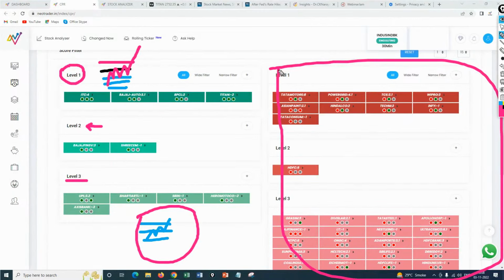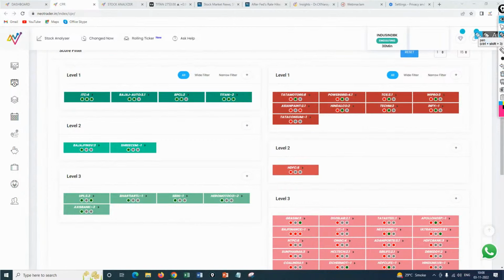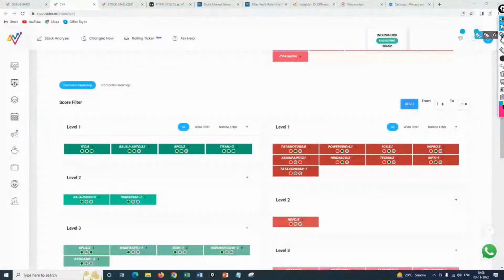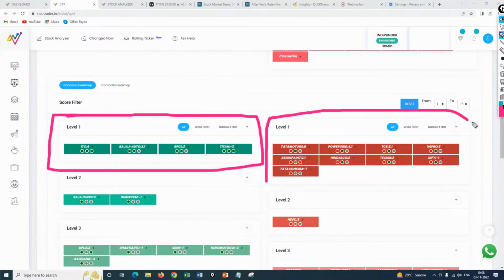All right, so that is the entire concept. Now we have all the stocks over here that are in level 1, here in bullish and here in bearish.